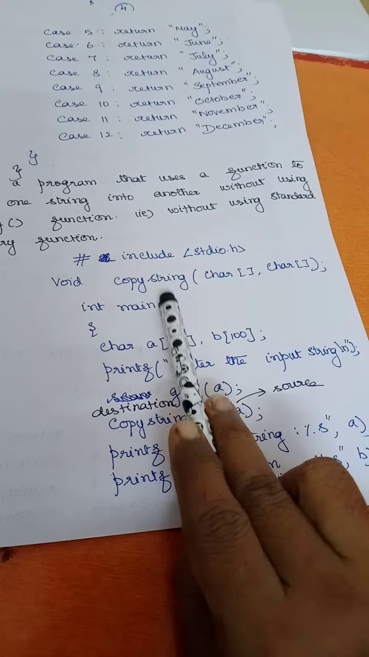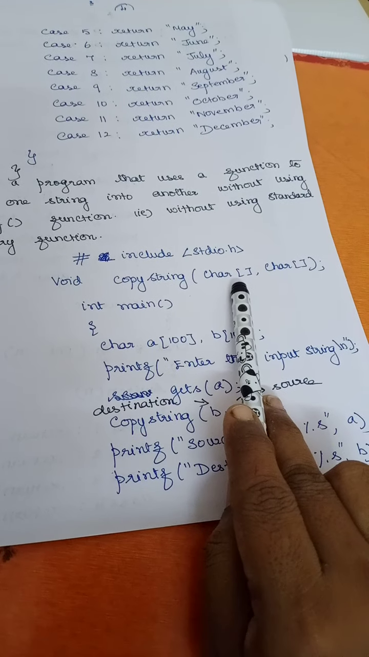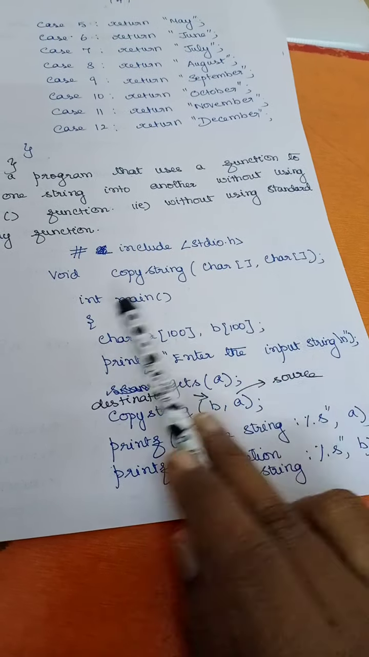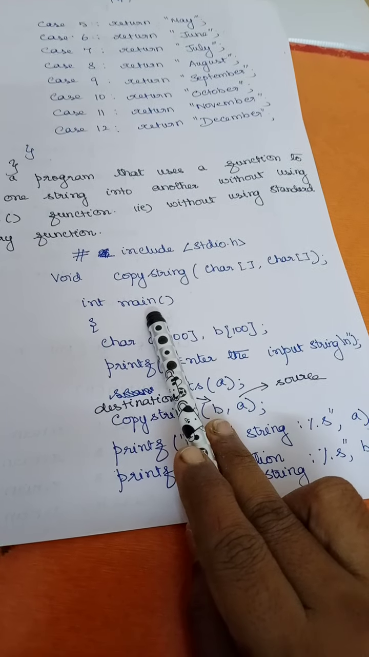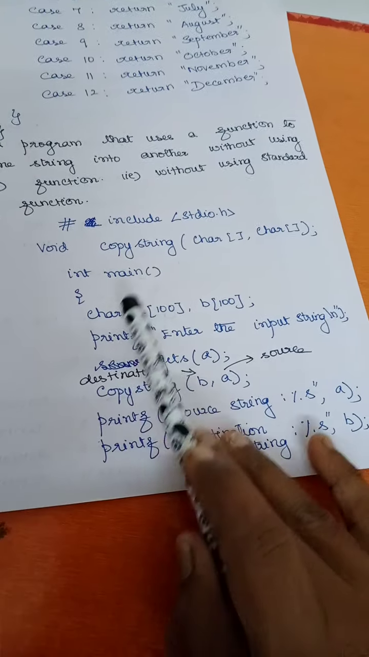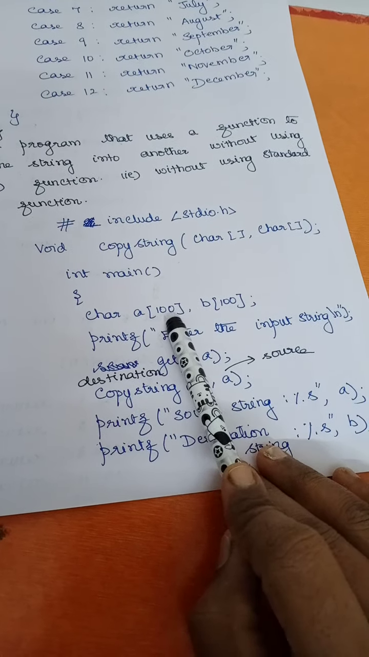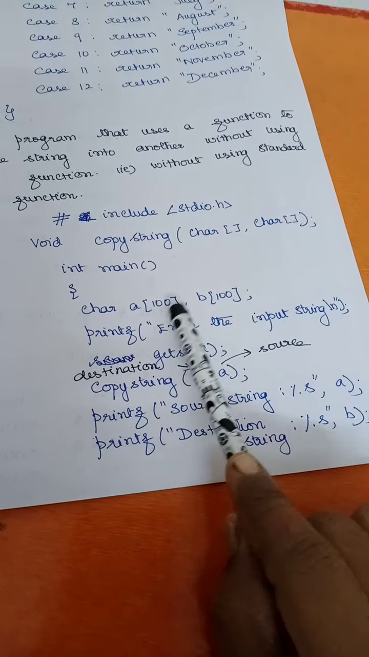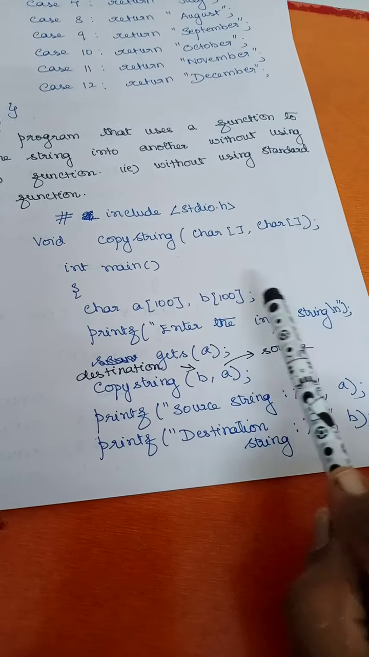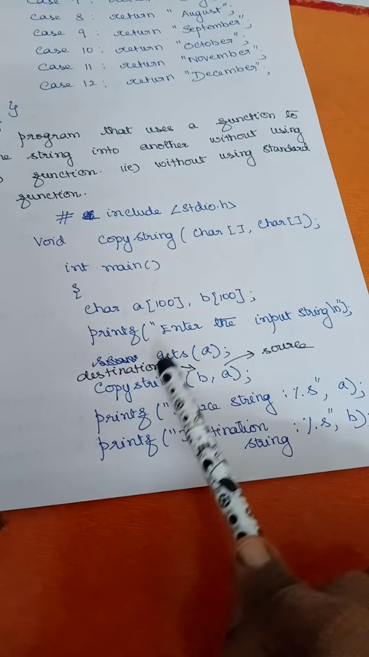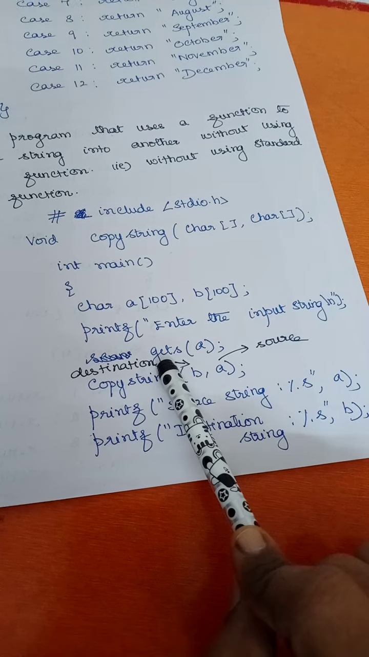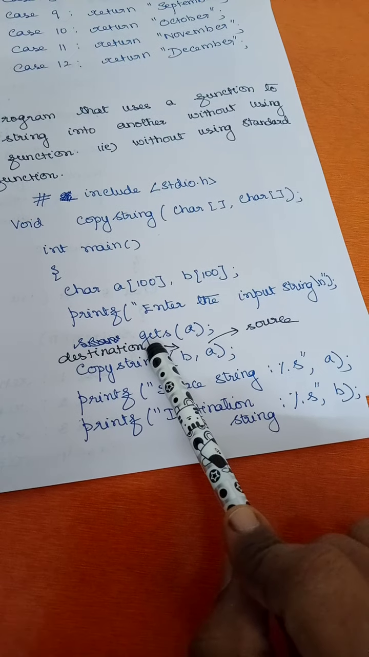So void copy string character array. I am going to pass two character arrays here. Int main, right? Now char a of 100. So I have two arrays, a of 100 and b of 100. Printf enter the input string. I am reading the input string using gets. We already know gets is used to read the spaces also.